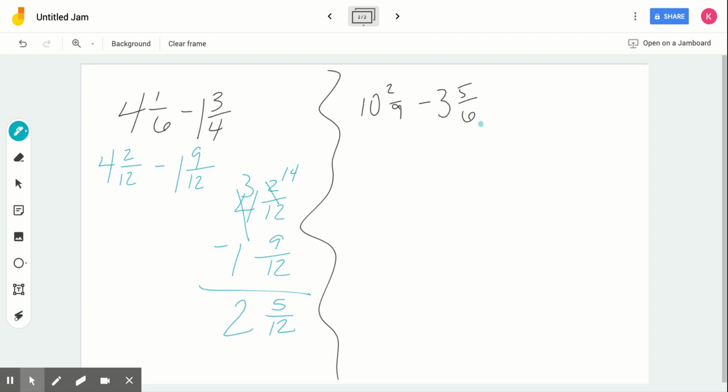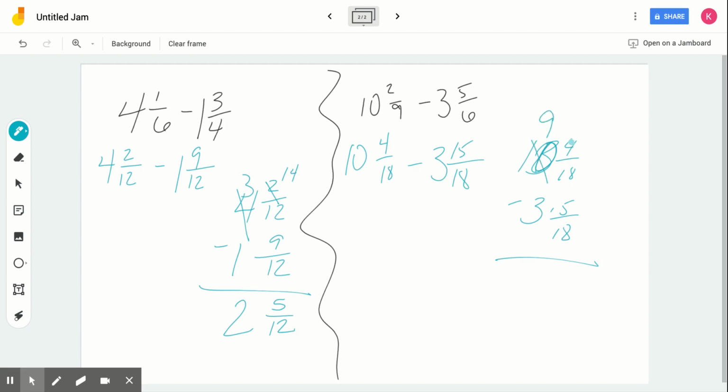Now this last one, the common denominator between 9 and 6 is 18. So 10 and 4/18 minus 3 and 15/18. Sorry, this should be a 10 actually. Minus 3 and 15/18.